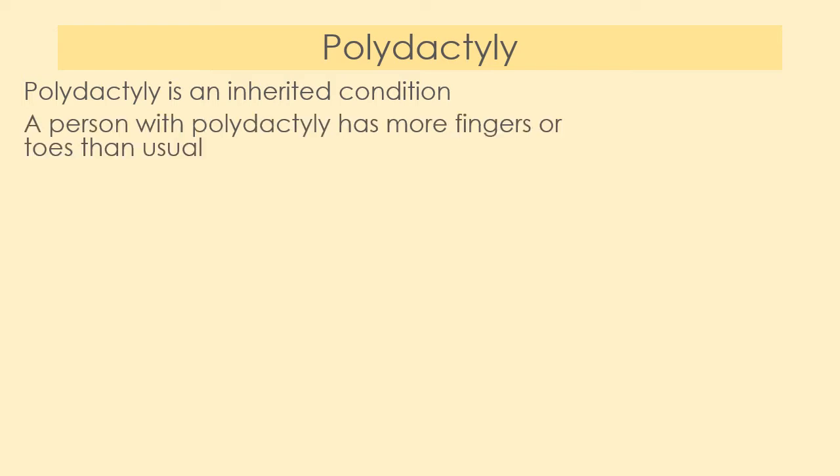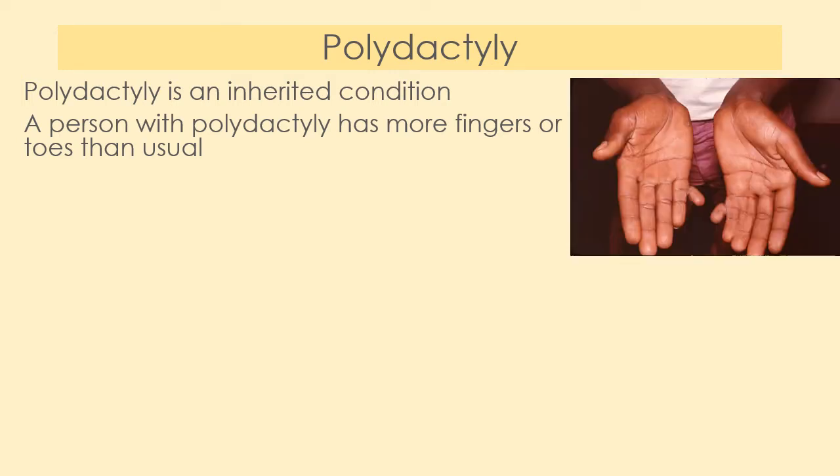So we're going to have a look first at polydactyly. We can get a clue about what it is from the name, poly meaning many, dactyly, we're going to add digits. So it's an inherited condition. We get it from our parents. It's passed down from parents to offspring and so forth. Polydactyly, someone with it has more fingers or toes than usual. Got a picture here of someone with polydactyly. We can see they've got some extra little fingers just there.